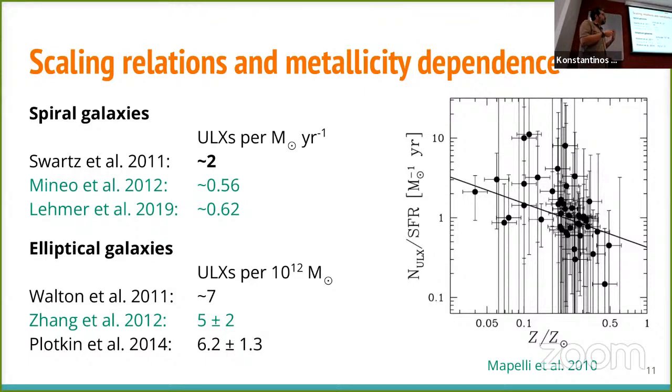And of course, one very important aspect is the scaling of this factor of ULXs per star formation rate and how it depends on the metallicity. So in dwarf galaxies, we found more ULXs, or in the early universe, we expect to have more ULXs. So this is a very important result from Mapelli 2010. However, as you can see, the scatter is huge because we don't have metallicity measurements for many galaxies, especially at low metallicity. So all these are local universe studies.